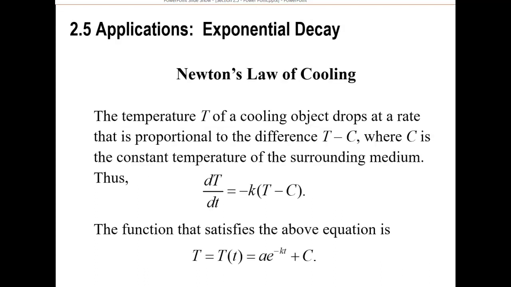All right, our last law here that will help us do the last problem in the homework is called Newton's law of cooling. The temperature T of a cooling object drops at a rate that is proportional to the difference, T minus C, where C is the constant temperature of the surrounding medium. So in other words, the derivative of temperature with respect to time is negative k times the difference between the temperature at whatever time and the initial temperature. The function that satisfies the above equation is this. The temperature as a function of t is A e to the negative kt plus C. Remember, C is the temperature of the medium.